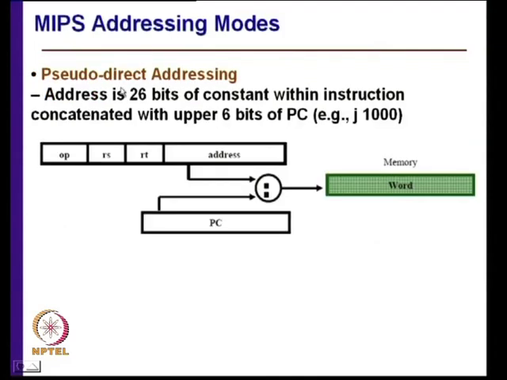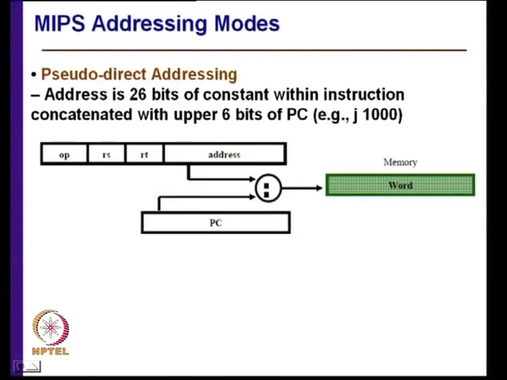Then it has got pseudo direct addressing. So, why is it called pseudo direct addressing? As you know, in direct addressing, the address has to be the full address. In this particular case, the full address is 32 bit. But we do not want to increase the size of the instruction beyond 32 bit. So you have to leave 6 bit for the opcode, and you are left with only 26 bit.